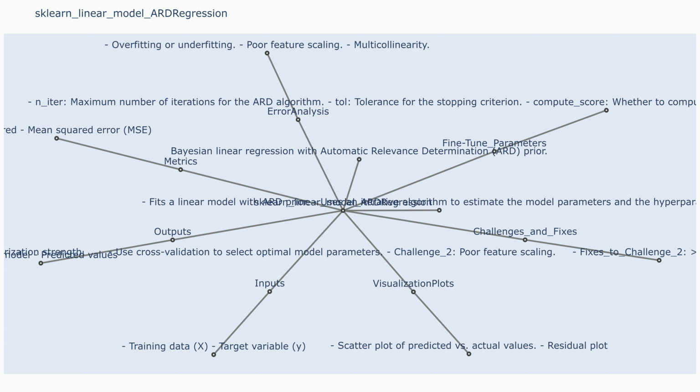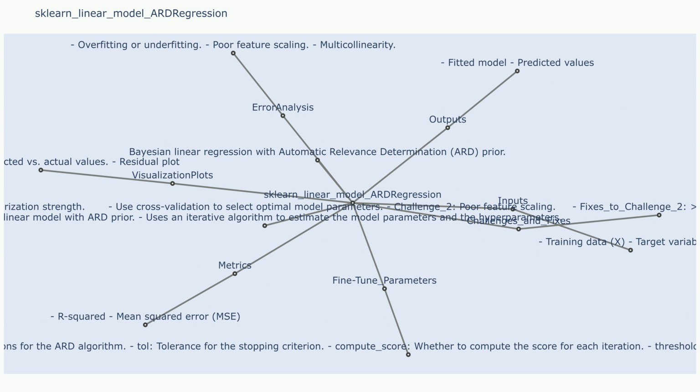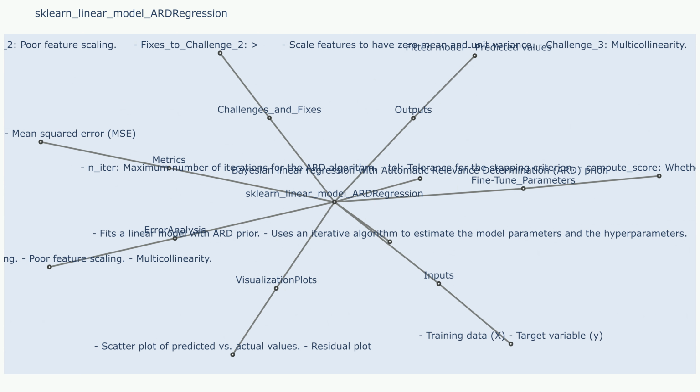Steps: Initialization. The model initializes the prior distribution over the weights. The prior is assumed to be Gaussian with a zero mean and a variance specified by the alpha_1 parameter. Optimization. The model then uses an iterative optimization process, typically the expectation maximization (EM) algorithm, to find the posterior distribution over the weights.